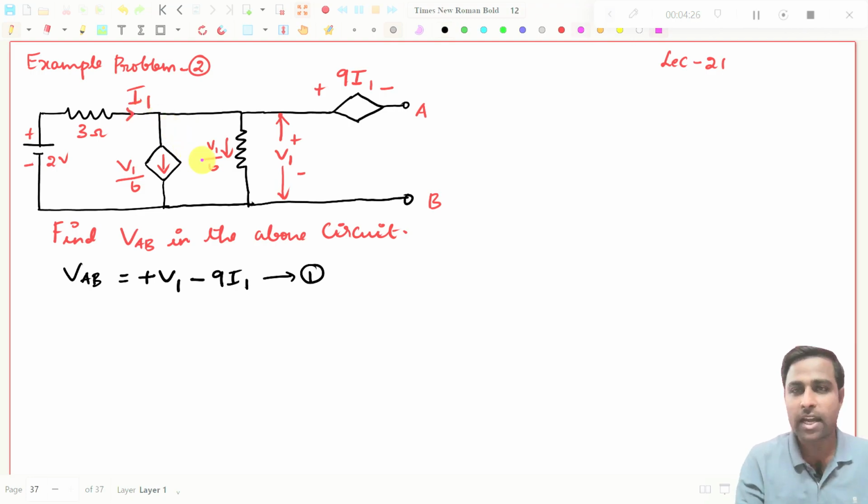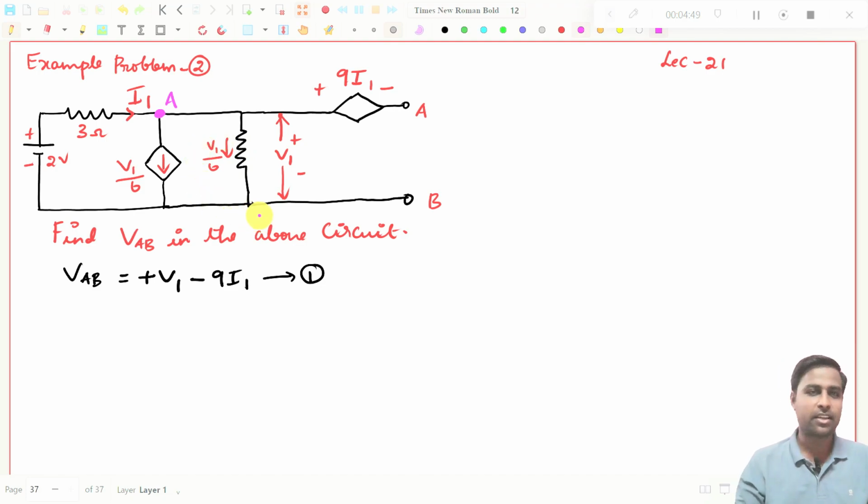So what I am doing, I am going to take this as node A, this point, node A. What I am going to do, I am going to apply KCL. We can apply the KCL. And what is this actually?